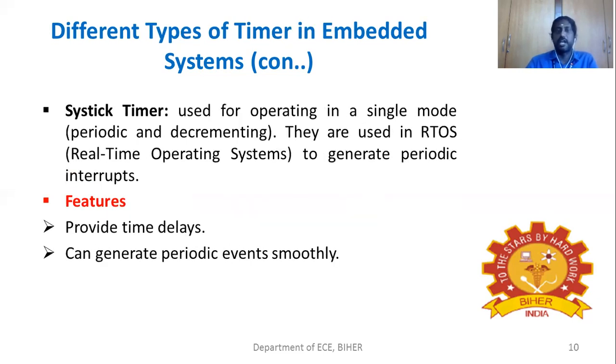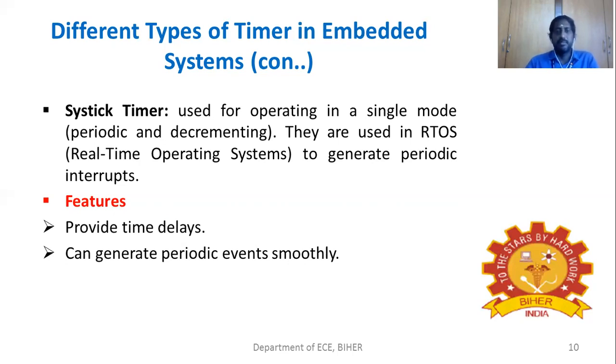The next one, a Systick timer, is used for single mode operations. It is periodic as well as decrementing. The count value is decremented from 10, 9, 8 like that. Any decrementing value is the process. They are used in real-time operating systems to generate periodic interrupts. An interrupt is an external signal which stops the processor's current operation and leads to other operations. So these types of timers are used in real-time systems to generate periodic interrupts.